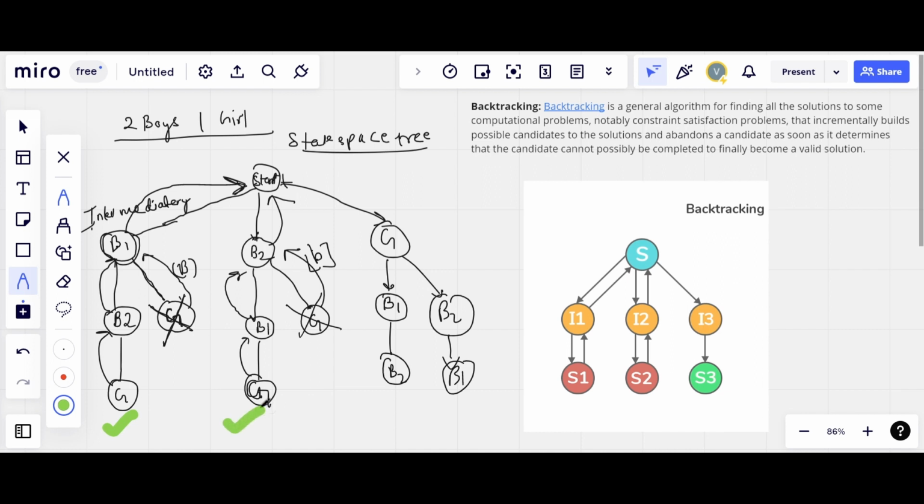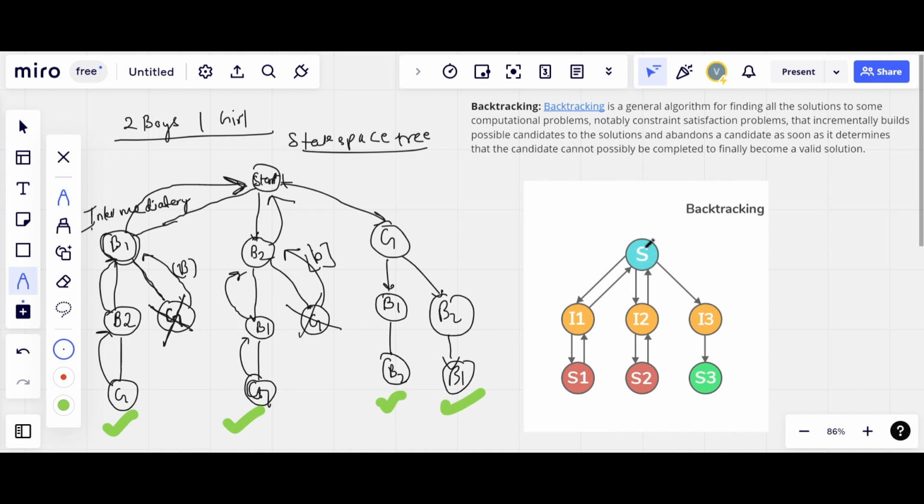So in this way we are stopping, abandoning a candidate for a possible solution as soon as we find that the candidate cannot lead to a possible solution. So the same has been represented here.